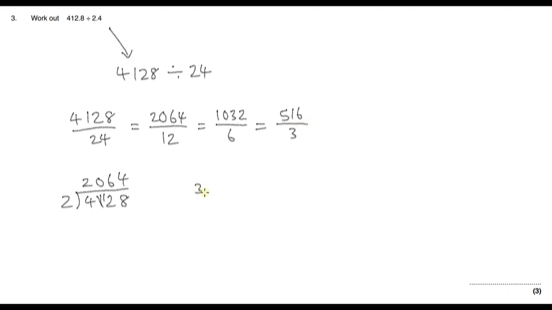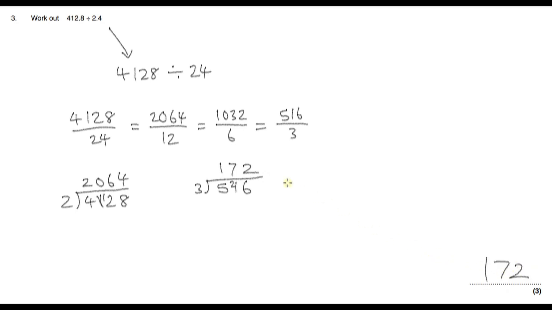So for this, I'm just going to do the bus stop method again. 3 into 516. 3 goes into 5 once with 2 remainder. 3 goes into 21 7 times exactly. And 3 goes into 6 2 times exactly. So here's my answer, 172.